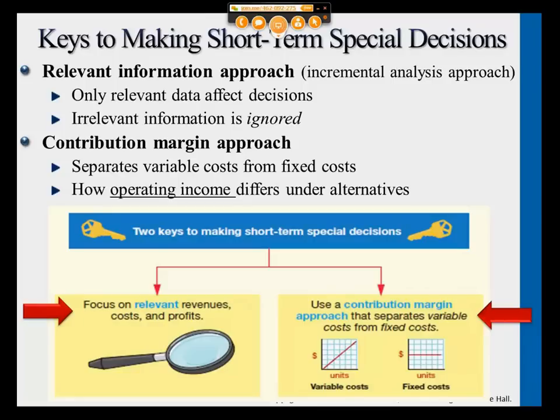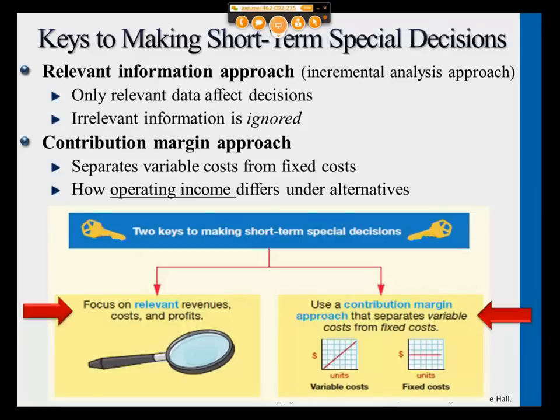So to make a right decision, let's discuss the key points to make a short-term decision. We have the relevant information approach, and we have the contribution margin approach. We talked about contribution margin last class, right? The relevant information approach we just covered. So let's go a little bit more into detail.